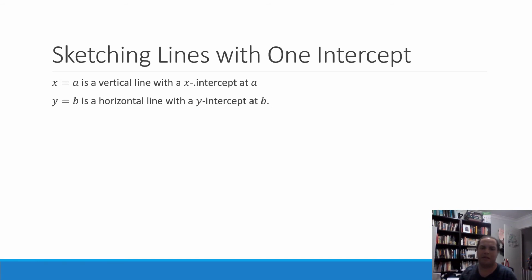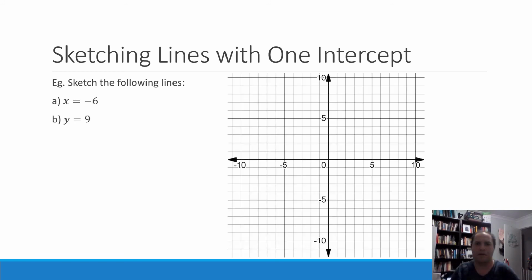Alright, so the other thing to consider is sometimes some lines might only have one intercept. So for example, the line x equals a is a vertical line with just an x-intercept at the value a. Now the second one, y equals b, is a horizontal line. It only has a y-intercept at whatever value it's equal to. So we'll do some quick examples. All right, so let's do some examples of these ones.